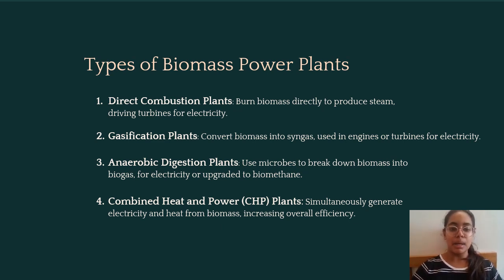Number 1. Direct combustion plants burn biomass directly to produce steam, driving turbines for electricity. Number 2. Gasification plants convert biomass into syngas used in engines or turbines for electricity. Number 3. Anaerobic digestion plants use microbes to break down biomass into biogas for electricity or upgrade it to biomethane. Number 4. Combined heat and power (CHP) plants simultaneously generate electricity and heat from biomass, increasing overall efficiency.